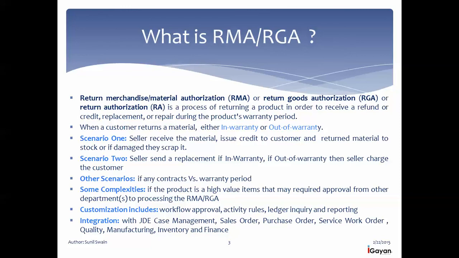So what are the things we are going to include in our customization? We are going to include a workflow approval process, activity rules, and ledger inquiry and reporting features. Then we'll look at the integration part, how we are going to integrate all these customized features, whatever we added, to JD case management, sales order management, purchase order, service work order, quality, manufacturing, inventory and finance.